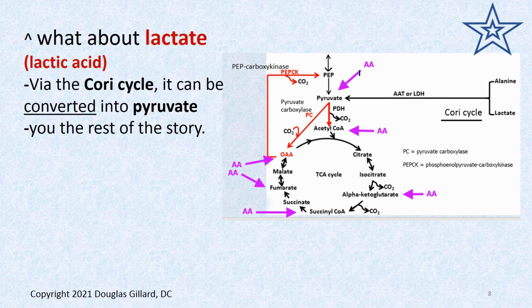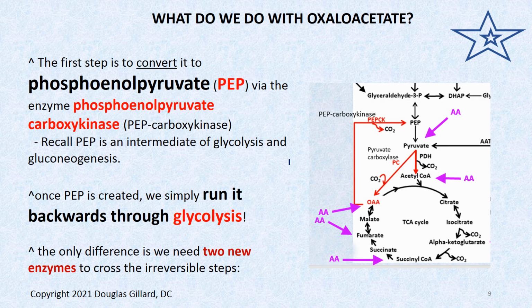What about lactate or lactic acid? Even that's not wasted. Now this might be too complex for chiropractic boards. I'm not sure if Dr. Dumanier taught you this or not. But there is a Cori cycle that lactic acid, aka lactate, can be run through to create pyruvate. And once pyruvate is made, you can ultimately get that to oxaloacetate, and you're off to the races. Okay, so what do we do with oxaloacetate? So now's the time where I tell you about this.